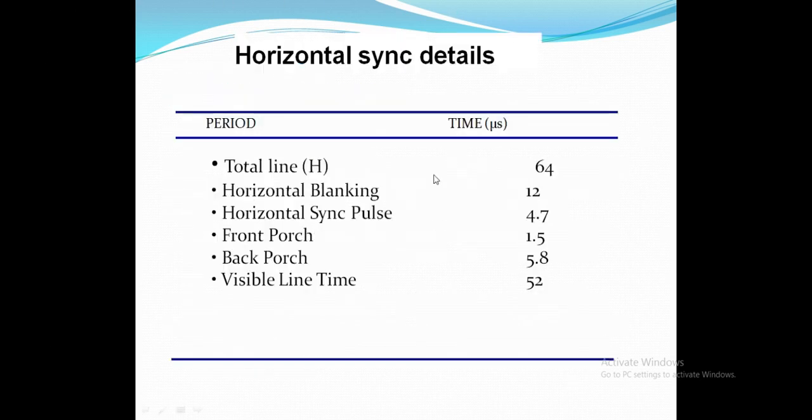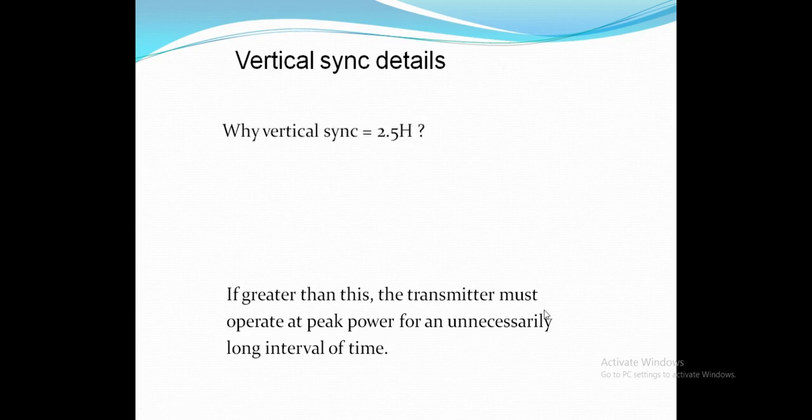So here the horizontal synchronizing details: total line is 64 microseconds. In that, horizontal blanking is 12 microseconds, horizontal synchronizing is 4.7 and front porch is 1.5 microseconds, and back porch is 5.8 microseconds, and visible line time is 52 microseconds.